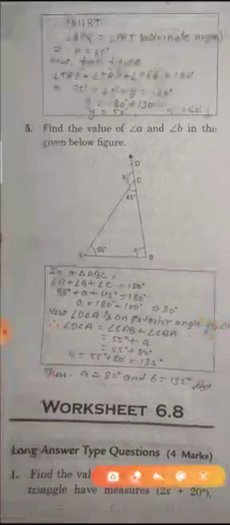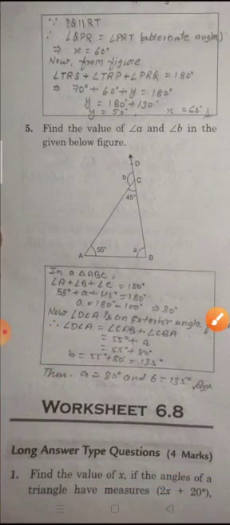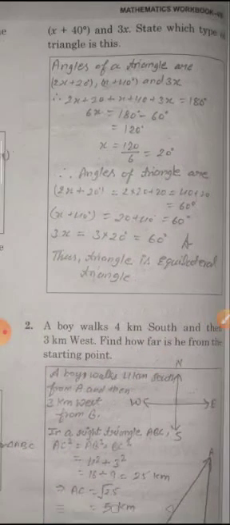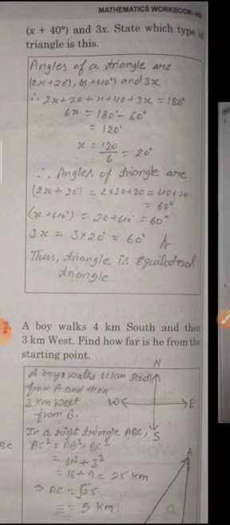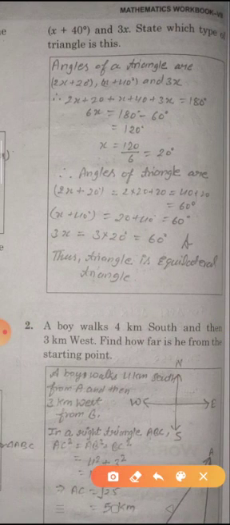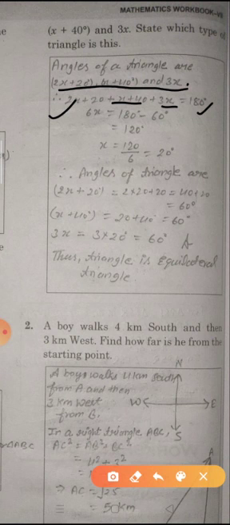So the first question is: find the value of x if the angles of a triangle have measures 2x plus 20, x plus 40 and 3x. State which type of triangle this is. We know the sum of all angles of a triangle is 180. So add all angles: 2x plus 20, x plus 40 and 3x is equal to 180. Now adding the values of x, 6x plus 60. Subtract 60 from 180 is 120, and divide by 6, the value of x is 20.